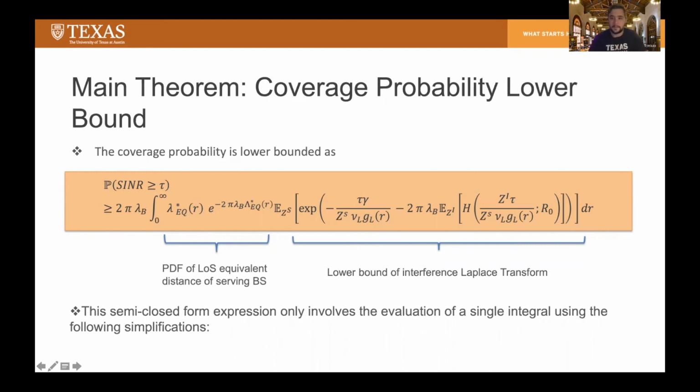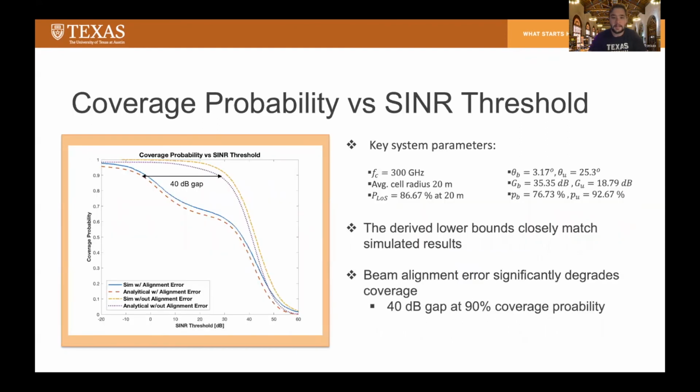We also exploited some of the features of the interference, mainly the fact that it's dominated by line of sight base stations, to get a nice lower bound for the Laplace transform, which characterizes the interference process. Putting these two together, those are the key ingredients for deriving the lower bound. Basically, using this result, we can now gain some insight into the performance of terahertz cellular networks.